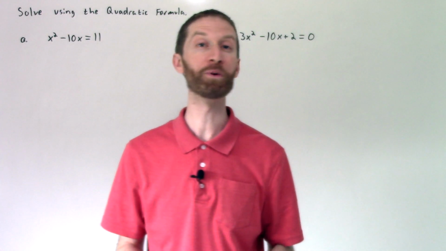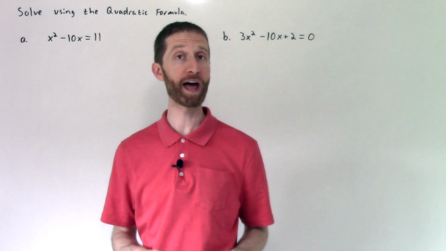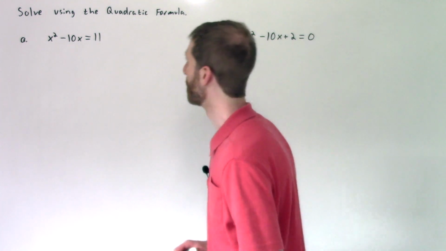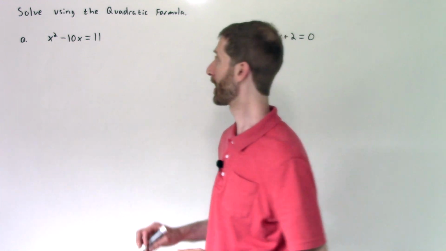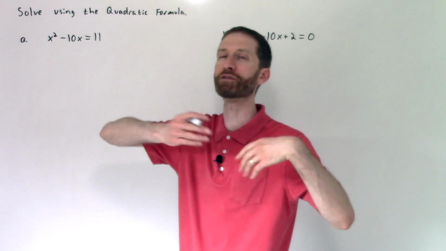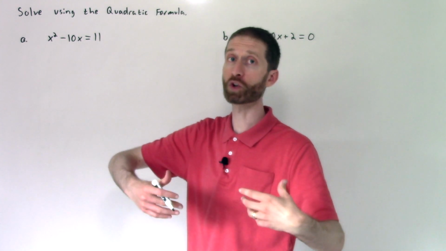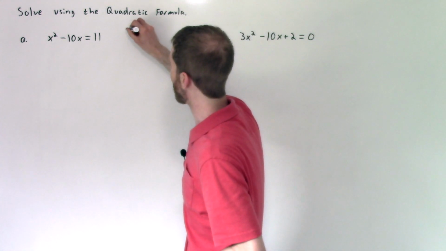In this video, we are going to learn how to use the quadratic formula to solve quadratic equations. So, we start out with this equation. It says x squared minus 10x equals 11. Recall from the previous video, and if you haven't already watched it, watch at least the first minute or two to see what the quadratic formula does and what it is. But we are going to see now how to use it.